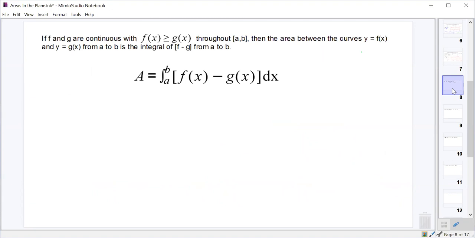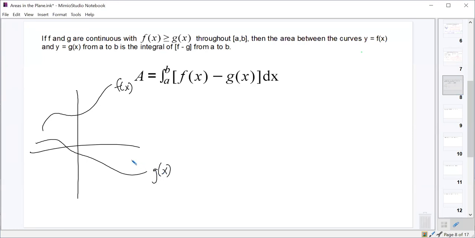Suppose we have two different functions now, and we want to find the area between the two of them. So not just the area underneath one of them, like the area between the function and the x-axis, but the area between two totally different functions. For example, here is f of x, and here is g of x. Let's just for ease make it above the x-axis. And I want to find the area between A and B, between f and g.